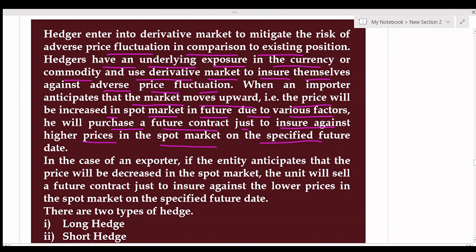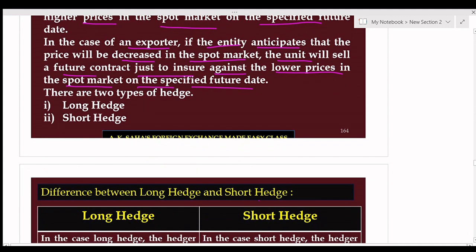In the case of an exporter, if the entity anticipates that the price will decrease in the spot market, it will sell a future contract just to insure against lower prices in the spot market on the specified future date. Here also, if the exporter anticipates that the market moves upward, then he will be indifferent to making the future contract.